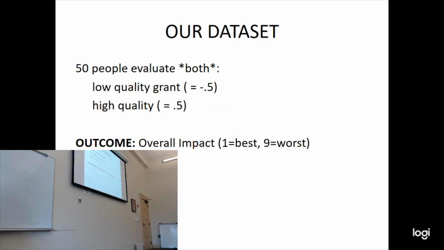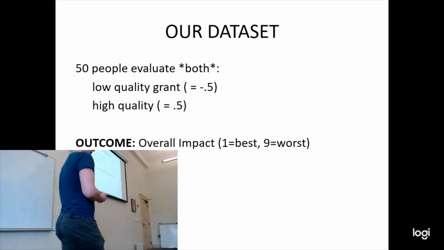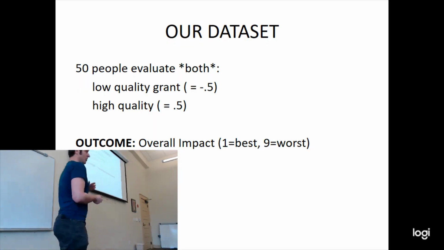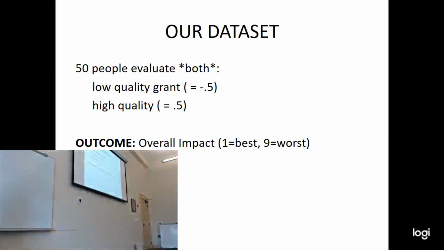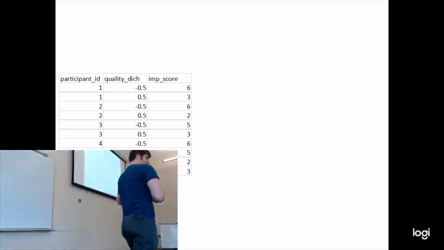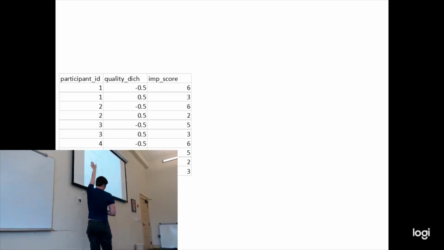So like I said, we're working with the same data set. We have 50 people evaluating grants, and each person both evaluated a grant that was low quality and a grant that was high quality. So this is what that data set looks like. Remember, we've got multiple rows with the same participant ID, indicating that the same person reviewed multiple grants, gave multiple observations.